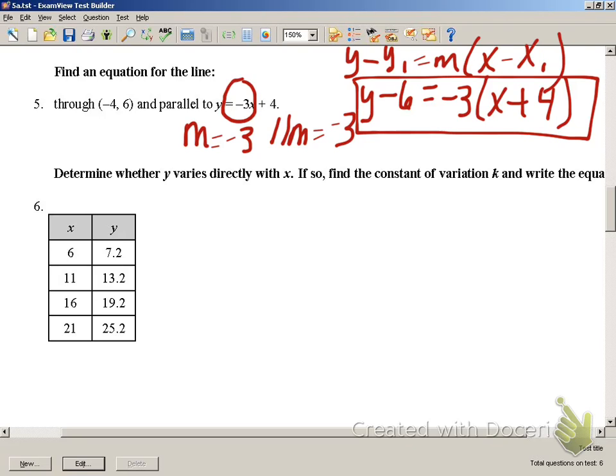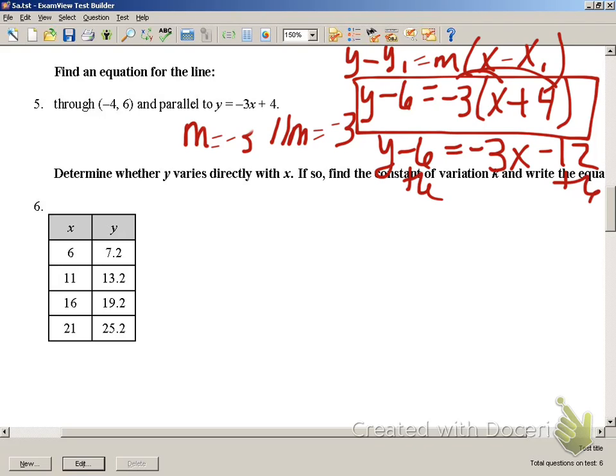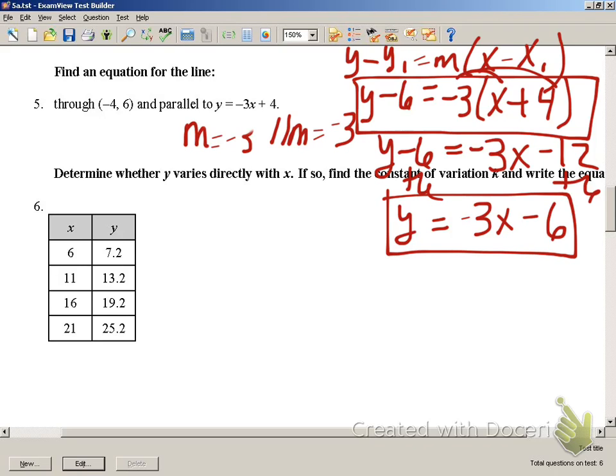A lot of times, whatever form they give you the original equation in, that's what they want it in. They gave it to us in slope-intercept, so let's put this equation in slope-intercept. I have to distribute. Y minus 6 equals negative 3x minus 12. If I add 6, y equals negative 3x minus 6. That is in slope-intercept form. Notice the difference between this equation and our original: the only thing that should be different is the y-intercept, because parallel lines have the same slope and different y-intercepts.